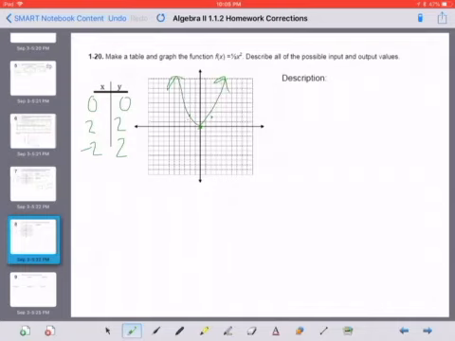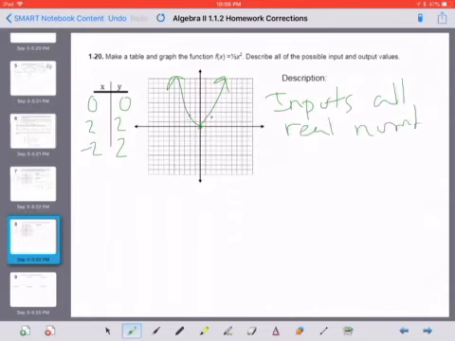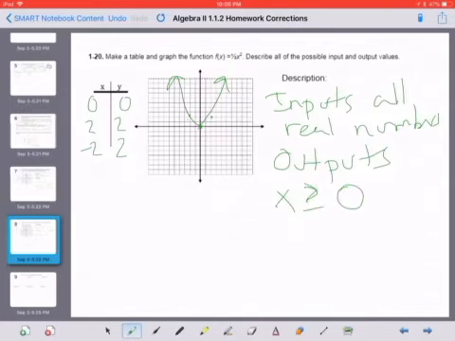So then it says describe the inputs and outputs. It's really talking about its domain and range. So the inputs can be all numbers. But the outputs have to be y greater than or equal to 0, because even when we plug in a negative number, it's never going to go below 0 for our outputs.